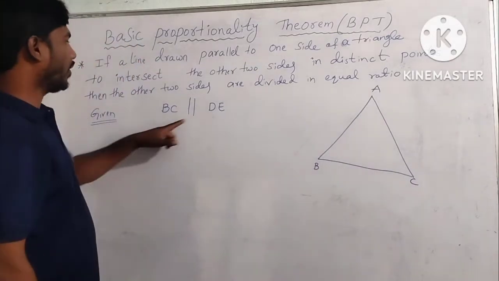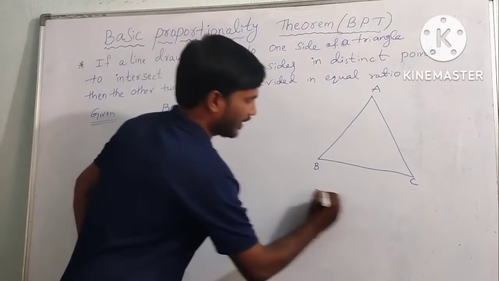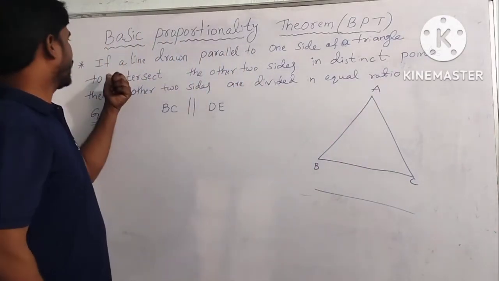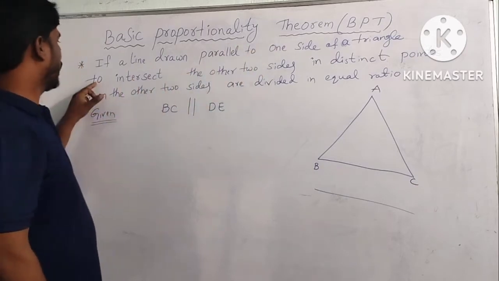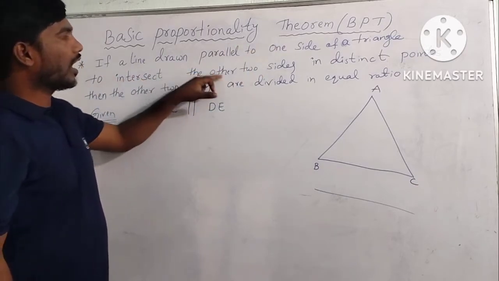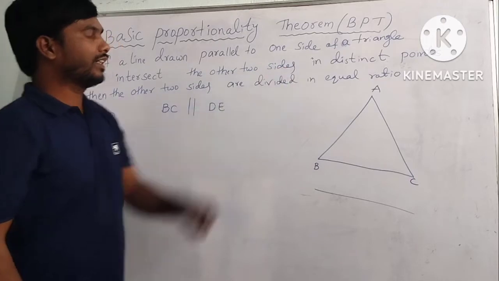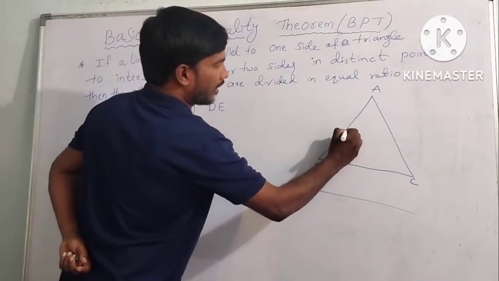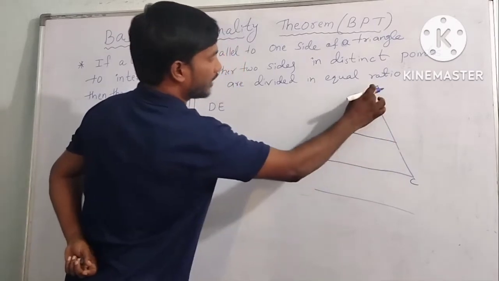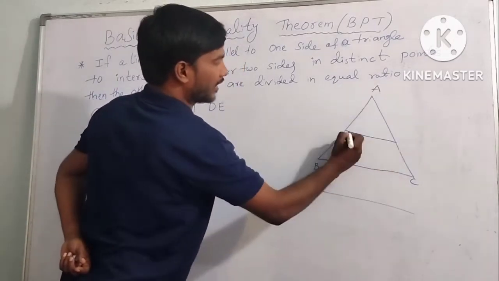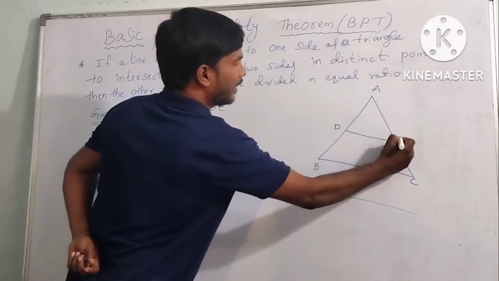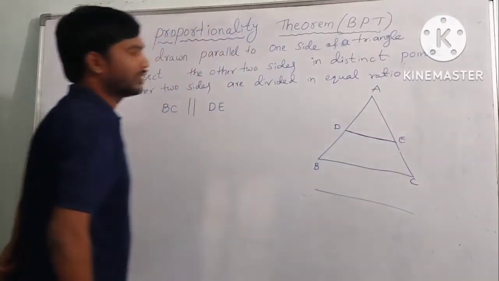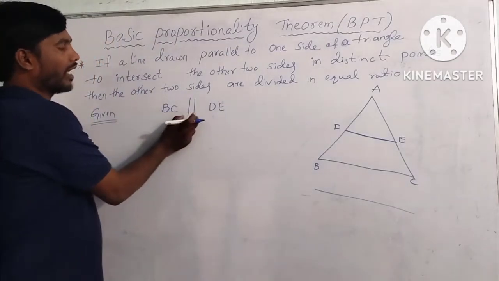How am I drawing this DE line? Parallel means we can draw here and we can draw somewhere else. But how are we drawing the parallel line? To intersect the other two sides in distinct points. So DE intersects the other two sides. What are those other two sides? The AB side and the AC side. So this DE line intersects the other two sides, and BC is parallel to DE.